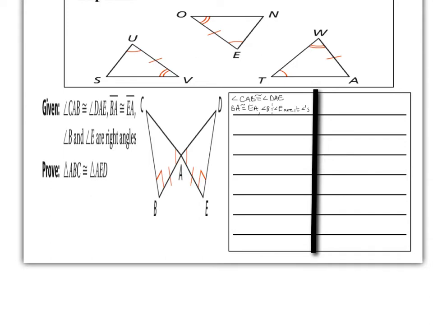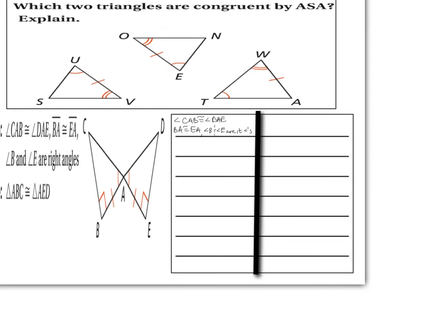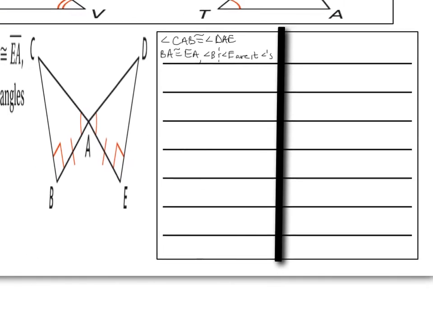So let's put our given in there. We've already put that part in. This is our given. As you can tell from the picture, we've already got the markings for angle, side, angle, but we haven't shown that B and E are congruent. We've said these two angles are congruent, we've said these two sides are congruent, but we haven't said that these two angles are congruent. So we're going to have to use our steps to do that.